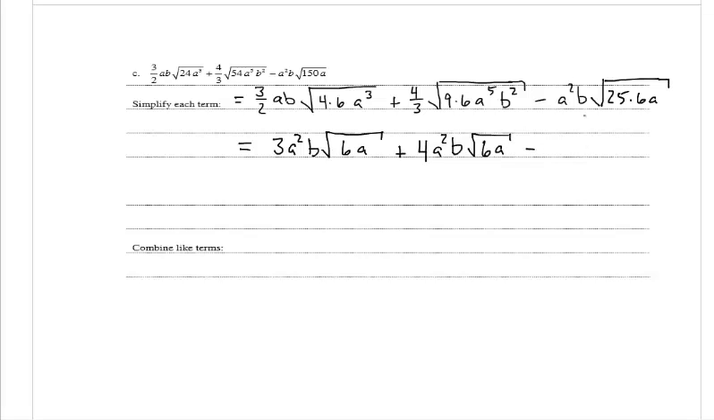Minus the square root of 25 is 5. So we have 5. And the other two factors inside the radical are not perfect squares, so they're going to stay in there. So we have 5a squared b times the square root of 6a. And all our terms are like, so we're going to add 3 plus 4 is 7, minus 5 is 2, a squared b times the square root of 6a. And that's our video on adding and subtracting radicals.